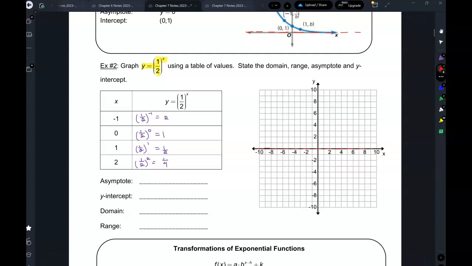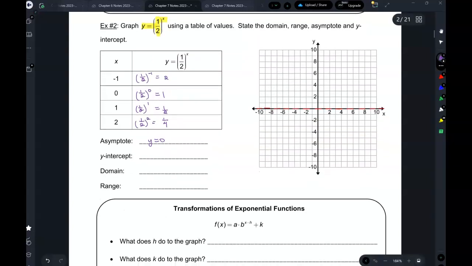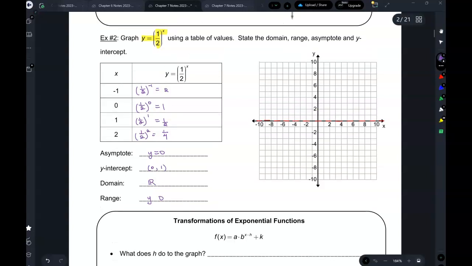Okay, asymptote. Before I graph this, let's go down here. The asymptote is y equals 0. What's the y-intercept? (0, 1). What's the domain? All real numbers. Okay, and the range, again, is going to be compared to 0. You shouldn't have to wait for the graph to figure out the range. Take a look here. The a value, the coefficient of this (1/2) to the x, is a positive 1. If it's positive, it's going to go above, so it's got to be greater than 0. If you write greater than or equal to, it's points off. It can never be 0.